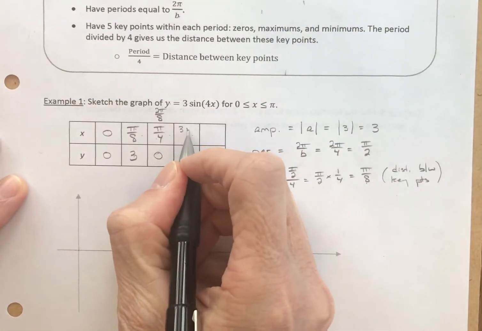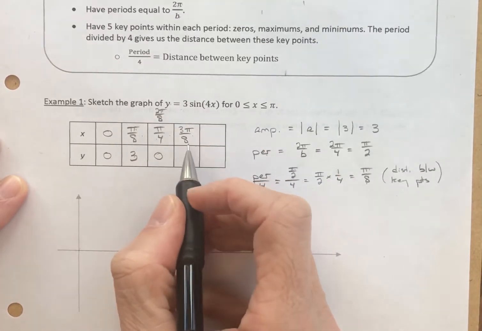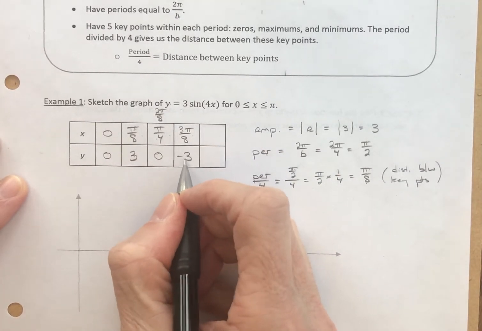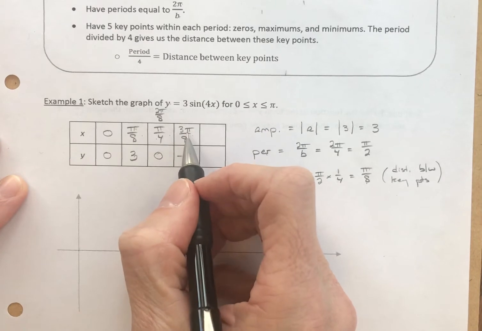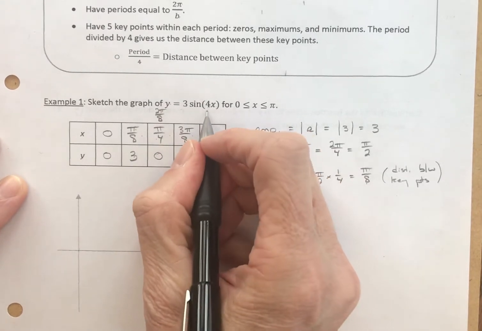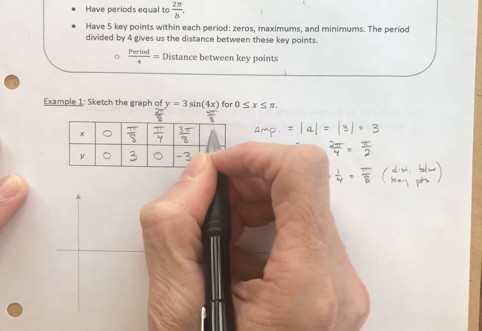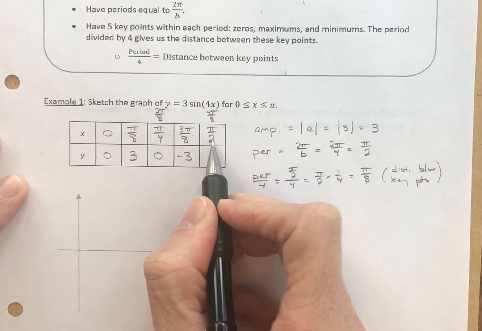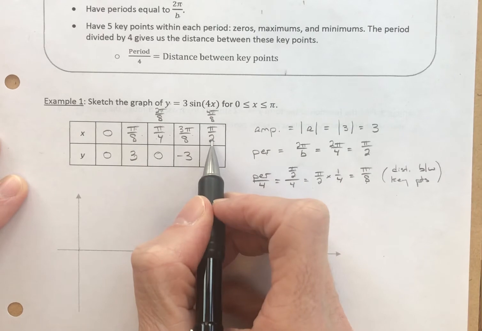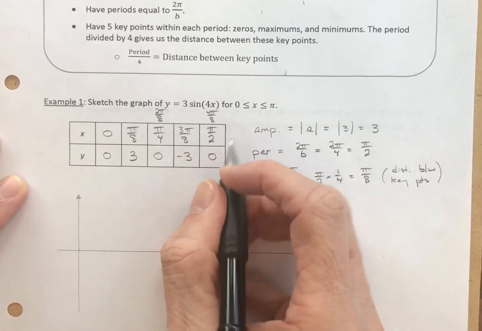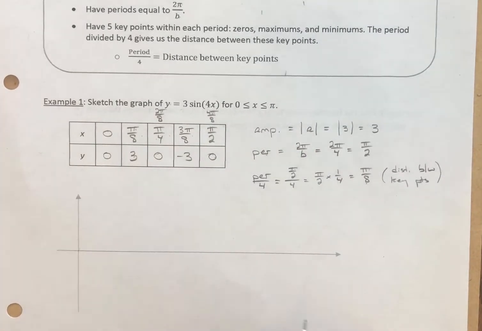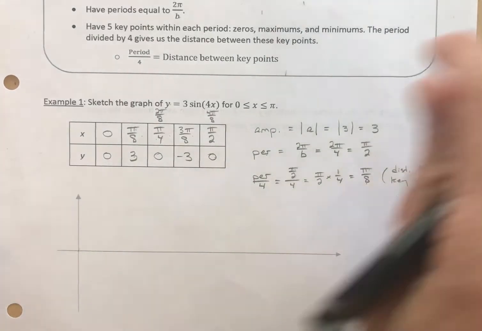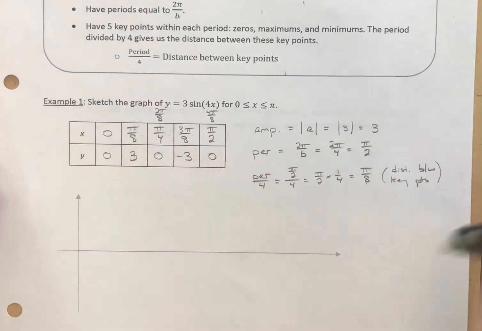This next key point will be 3 pi over 8, and we'll come up with negative 3 in the calculator. I go pi over 8 again, so this is going to be 4 pi over 8, which is the same as pi over 2, and that's a full period. We have it right here. We got to pi over 2, and we're going to go back to 0 if I put 0 into this function.